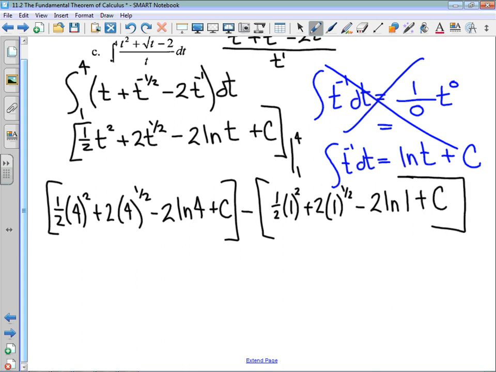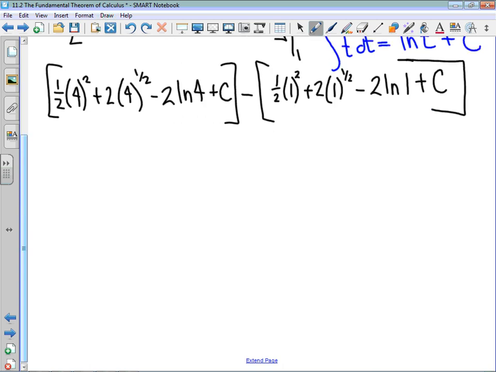And now what I can do is evaluate this as much as possible. I don't want you to just jump to your calculator. It's important to build these algebra skills. 4 squared is 16. 16 divided by 2 is 8. 4 to the power of 1/2 is 2. 2 times 2 is 4. Can't do anything with 2 ln 4. We're going to leave it as is. I mean, you could write that as ln 16, but there's no advantage doing that. So we're going to leave it as is, plus a constant.